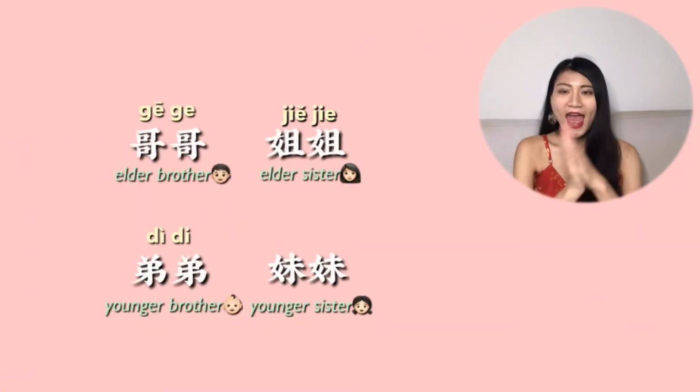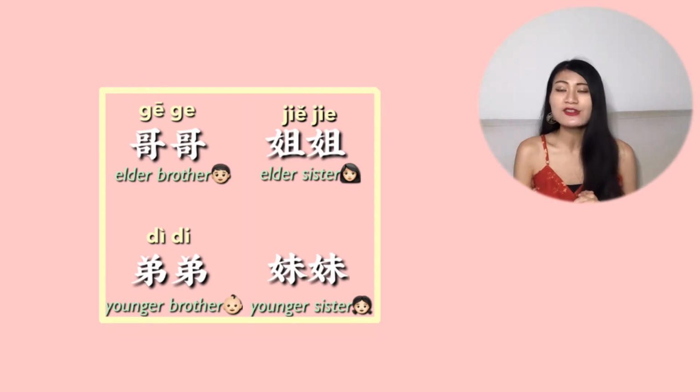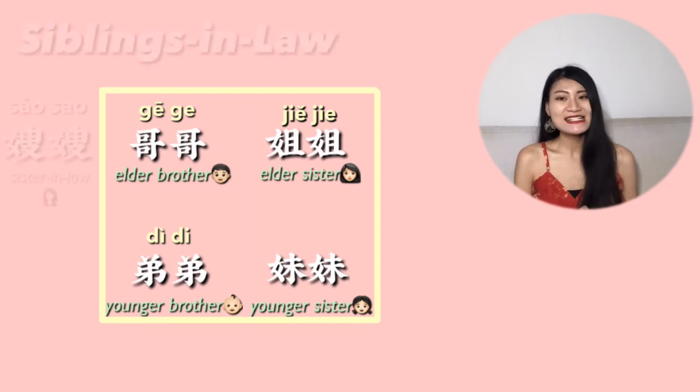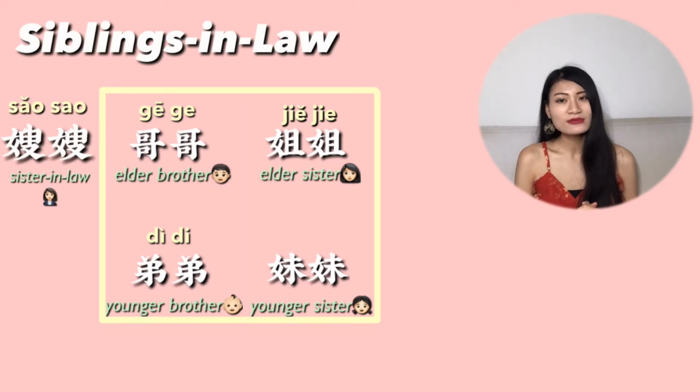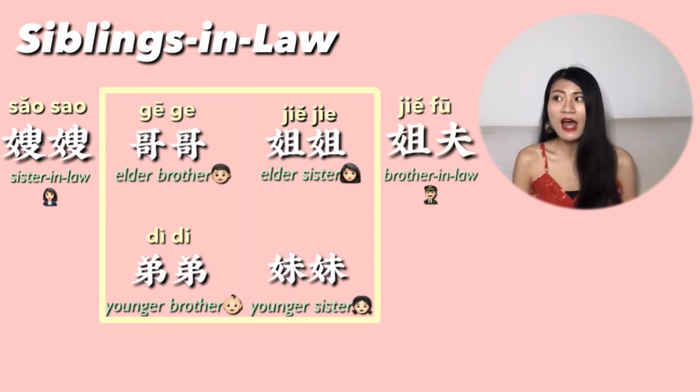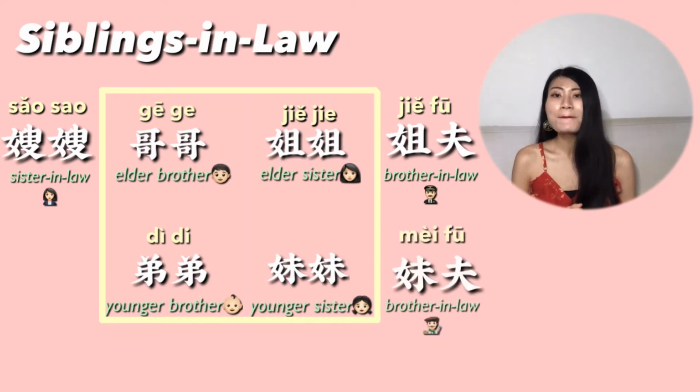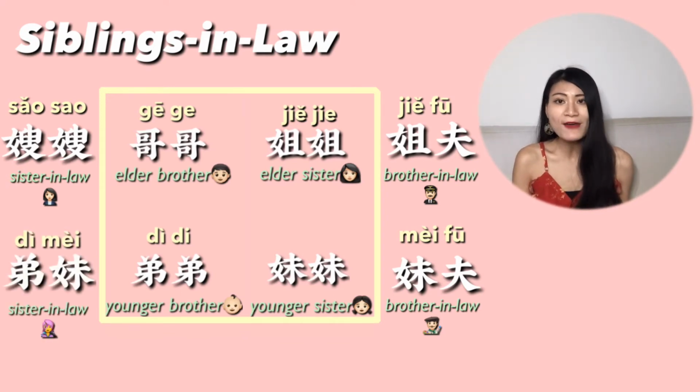And if my elder brother gets married, then I will call my sister-in-law 嫂嫂. If my sister gets married, then I will call my brother-in-law 姐夫. If my younger sister gets married, then I call her husband 妹夫. And if I have a younger brother, then I will call his wife 弟妹.